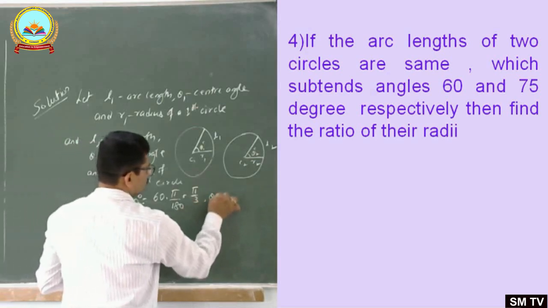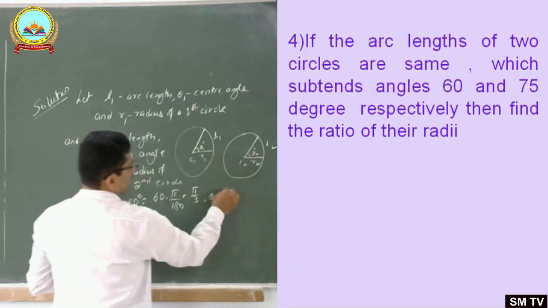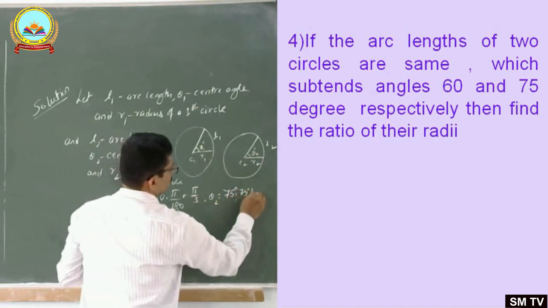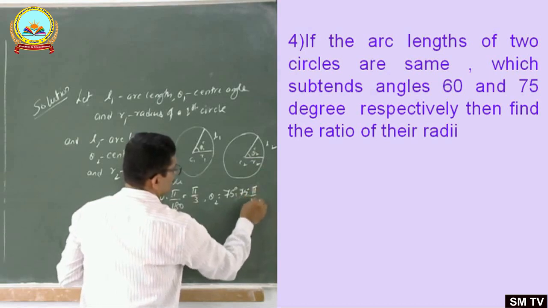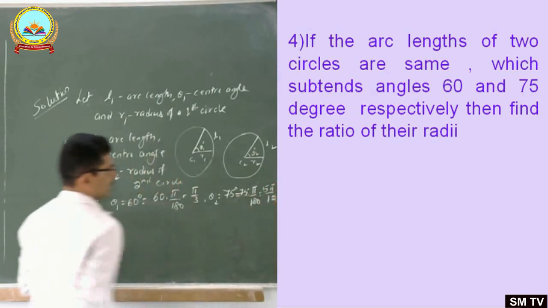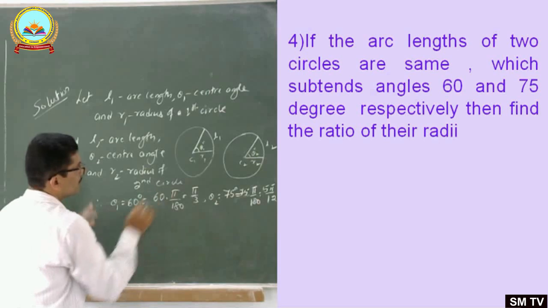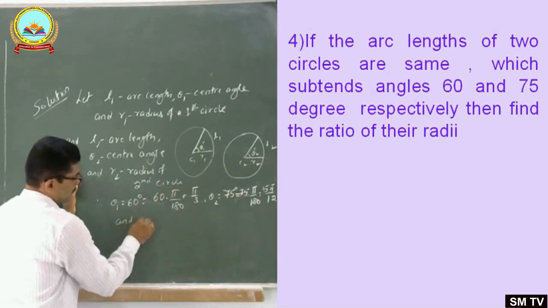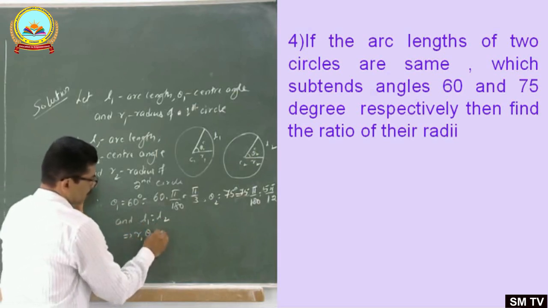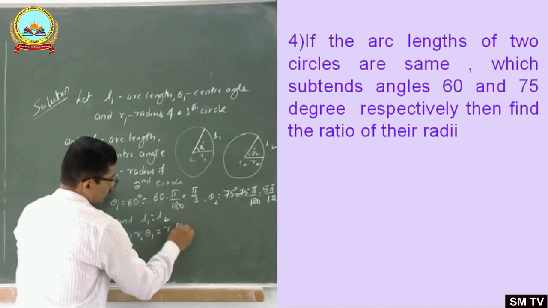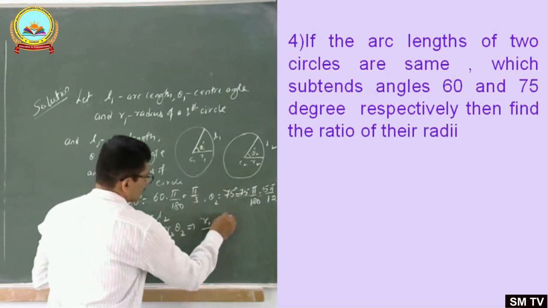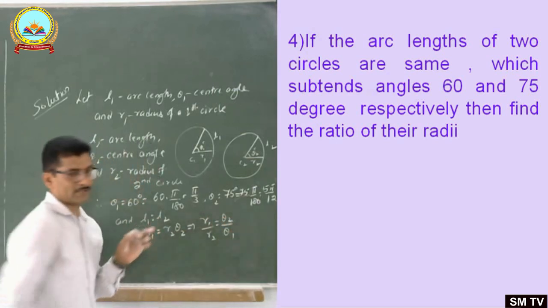And theta 2, the center angle of the second circle, is given as 75 degrees. This 75 multiplied by pi divided by 180 gives 5 pi divided by 12 radians. Given that L1 is equal to L2, you know that L1 means R1 into theta 1, and this is equal to L2, which means R2 into theta 2. It implies R1 divided by R2 is exactly theta 2 divided by theta 1.